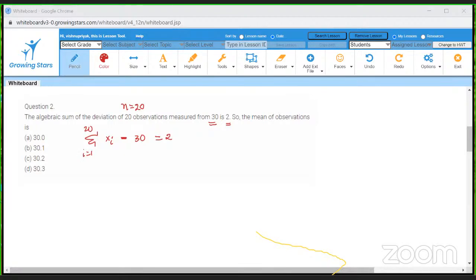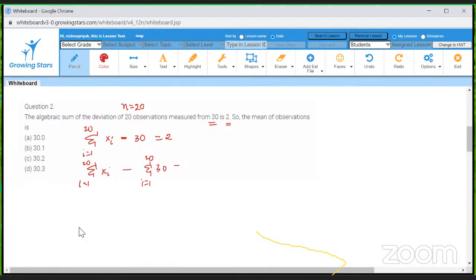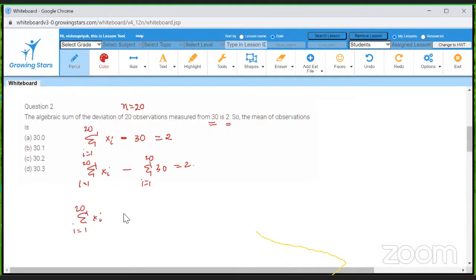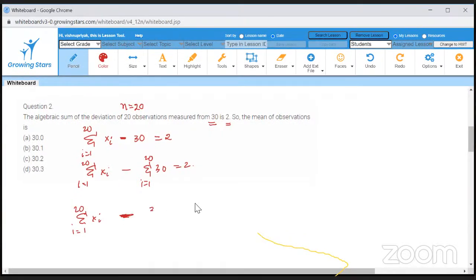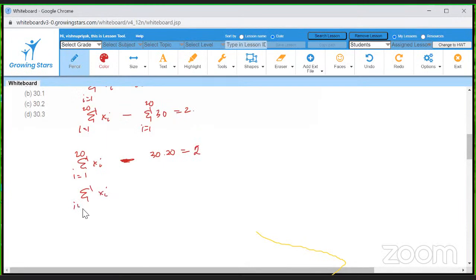So what will happen here? You can take sigma xi separately and you can take sigma 30 separately, equal to 2. Sigma xi only is the thing which you have to find out, which you don't know. This will be 30 into 20, equal to 2. So sigma xi, which we don't know, that will be 600 plus 2, 602.